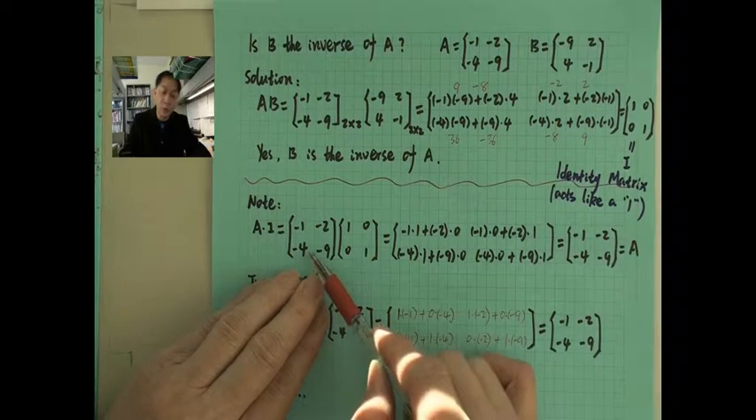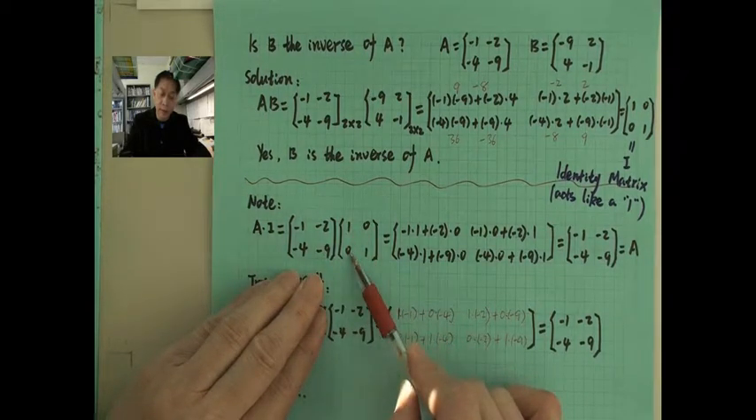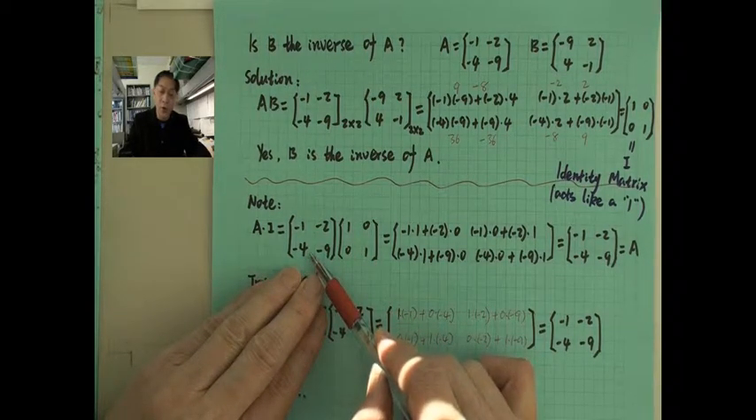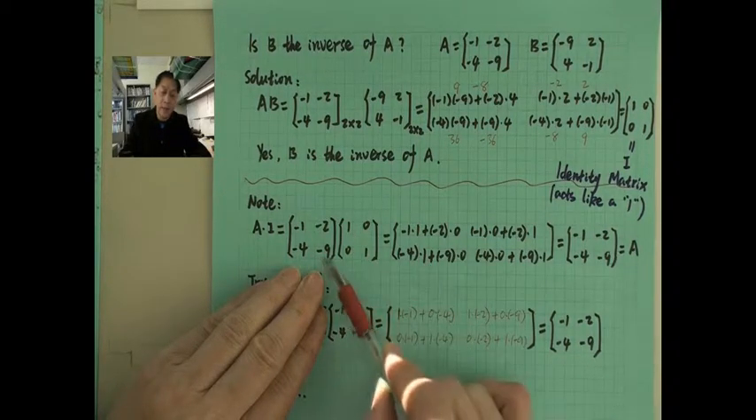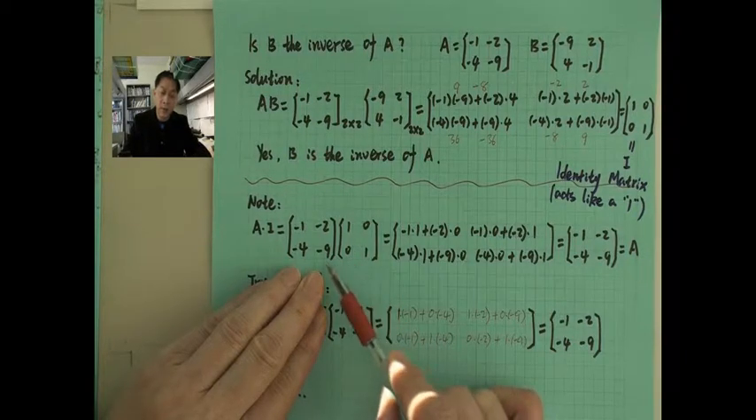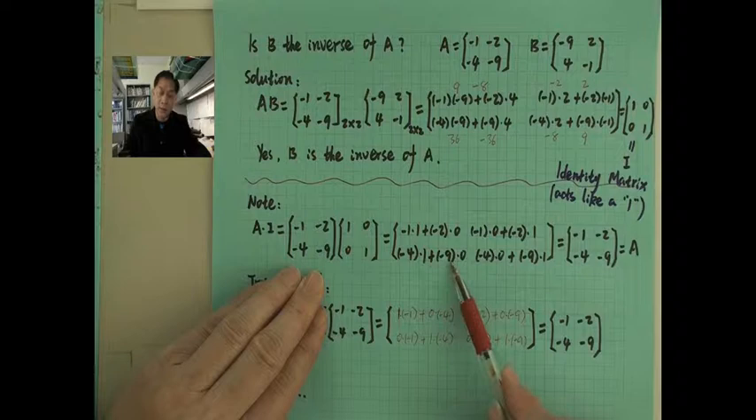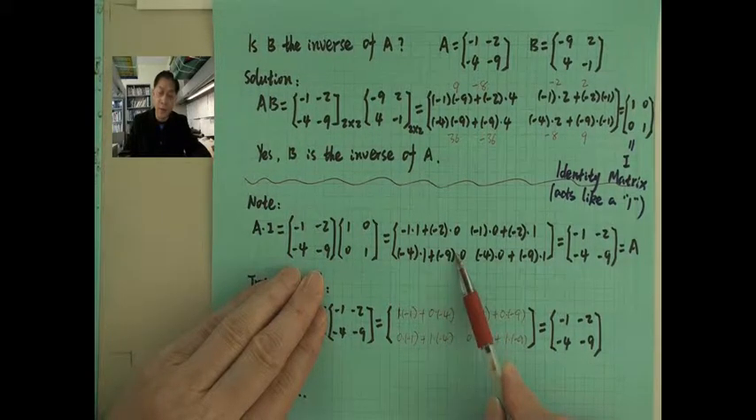Similarly, you do row 2 times column 1, and add together. -4 times 1 right here, plus -9 times 0. Again, 0 times -9 is 0, so you end up with -4 here.